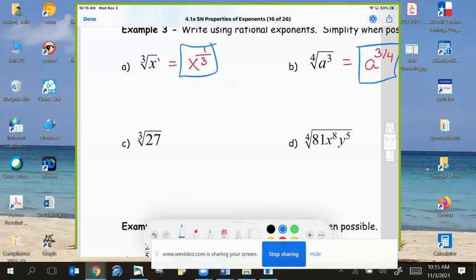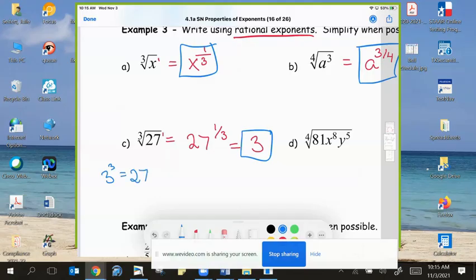C, the cube root of 27. To write this with a rational exponent, that means a fraction again, we take the base 27, that's understood to be to the first power, so 1 on top, over root is 3, 3 goes on the bottom, 27 to the 1/3 power. Now, the cube root of 27 is 3. So this will simplify to 3. And that is because 3 to the 3rd gives us 27. So the cube root of 27 is 3.